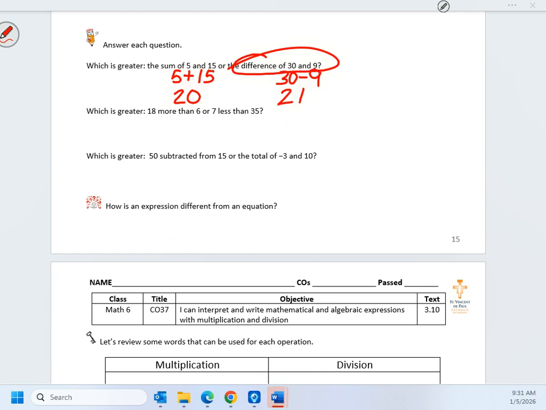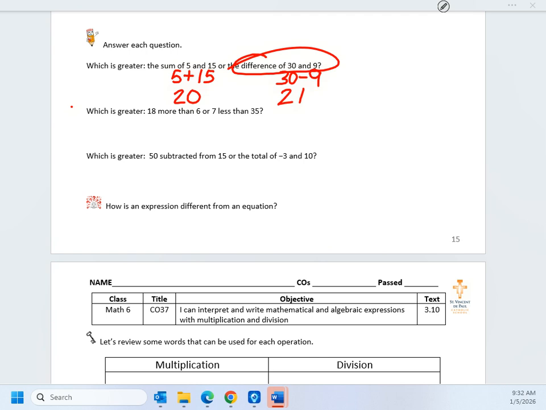Does that make sense? So you're going to look at all the questions, figure out how to answer them, and answer them. Then on the bottom it says, how is an expression different from an equation? You're going to write it out using your words. I did talk about it. I said this is an expression, so we don't do certain things. So see if you can remember what an expression is, okay? And make sure you write it out. Any questions on our work for today?